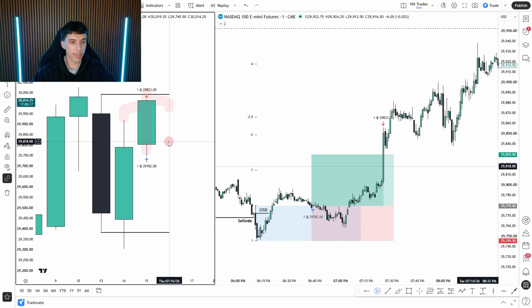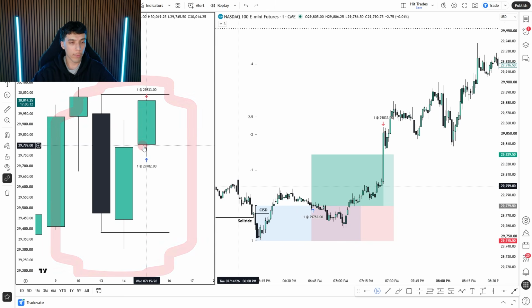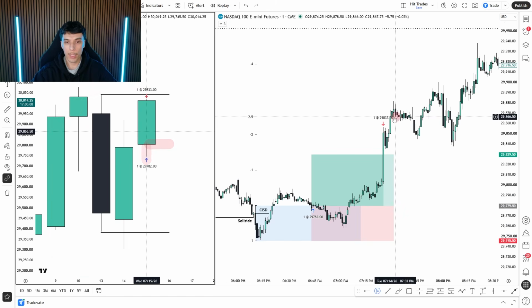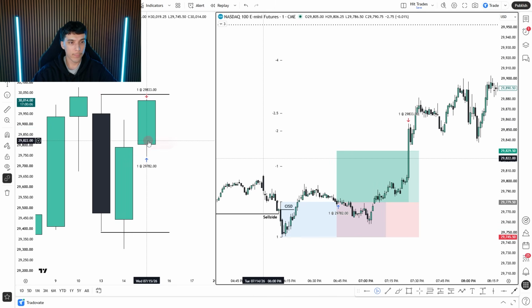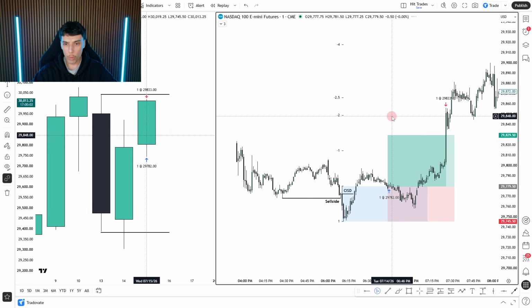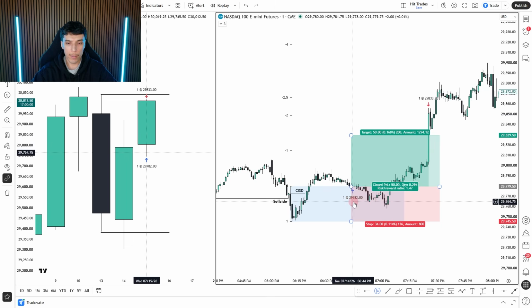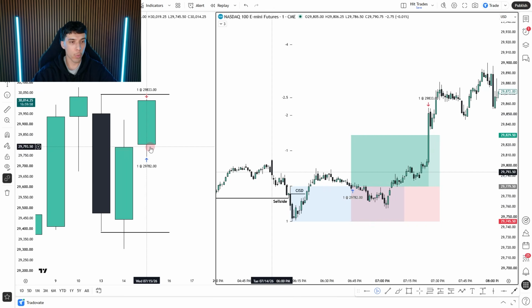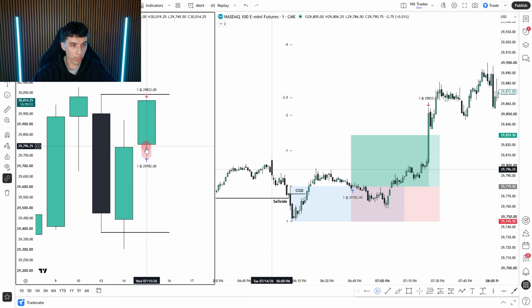What did I say at the beginning of this video? When we have a bullish CRT, we look to go long. We look for our entry below the open of this candle. So what is the open of this candle right here? It is at about 29,800. Where was our entry at? 29,782. So about 20 points below the open. I am buying the wick.